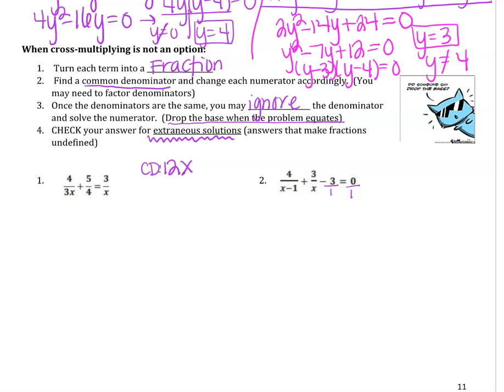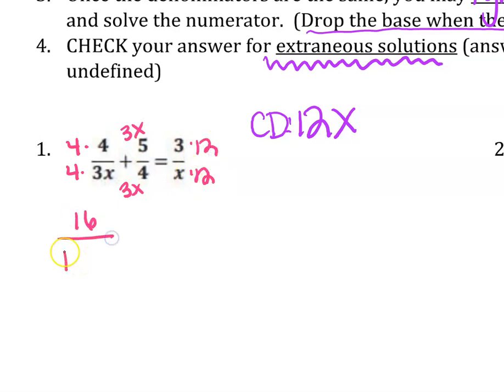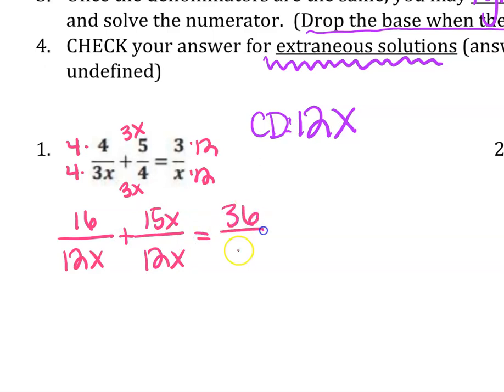What that means, I'm actually going to zoom in here, is I need to manipulate this so everybody has a denominator of 12x. So you need a 4, he would need a 3x, and he would need a 12. So this would leave me with 16 over 12x plus 15x over 12x equals 36 over 12x.